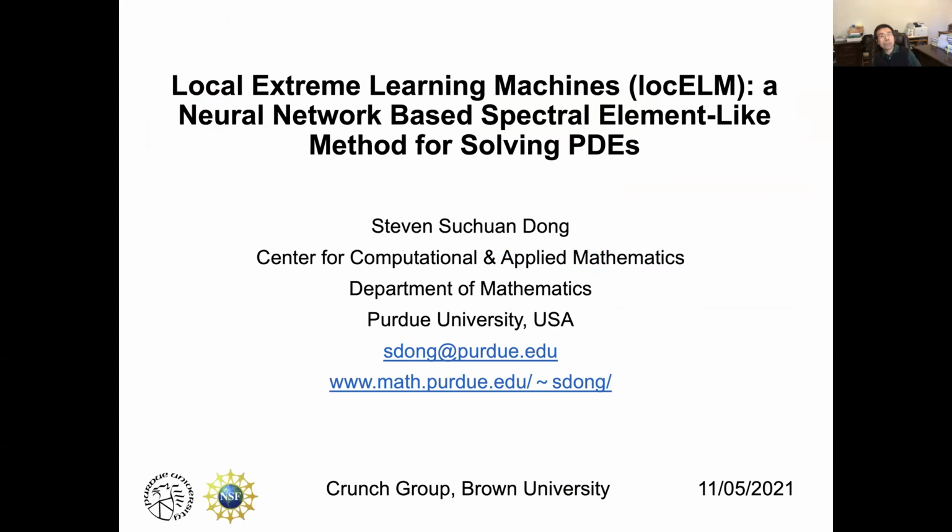So in this talk, I will introduce the neural network-based methods for solving partial differential equations. I call this method local extreme learning machines, or local ELM. The characteristics demonstrated by this method are reminiscent of those of the traditional high-order methods, such as the spectral or spectral element-like methods. So that's why I call this method a spectral element-like method.